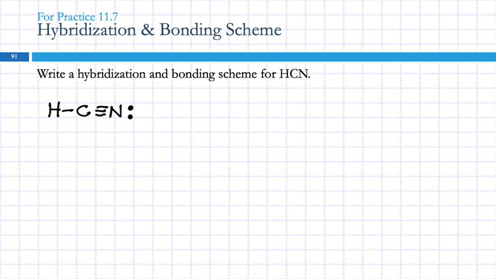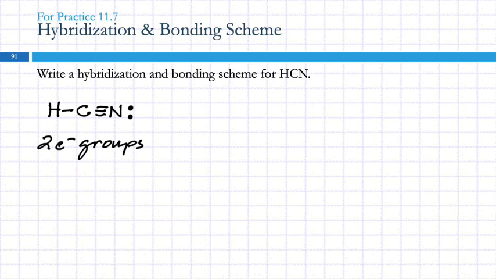How many electron groups? Just two. The triple bond is one group, and the single bond is one group. So we have two electron groups on the central atom. That tells us what hybridization to use.